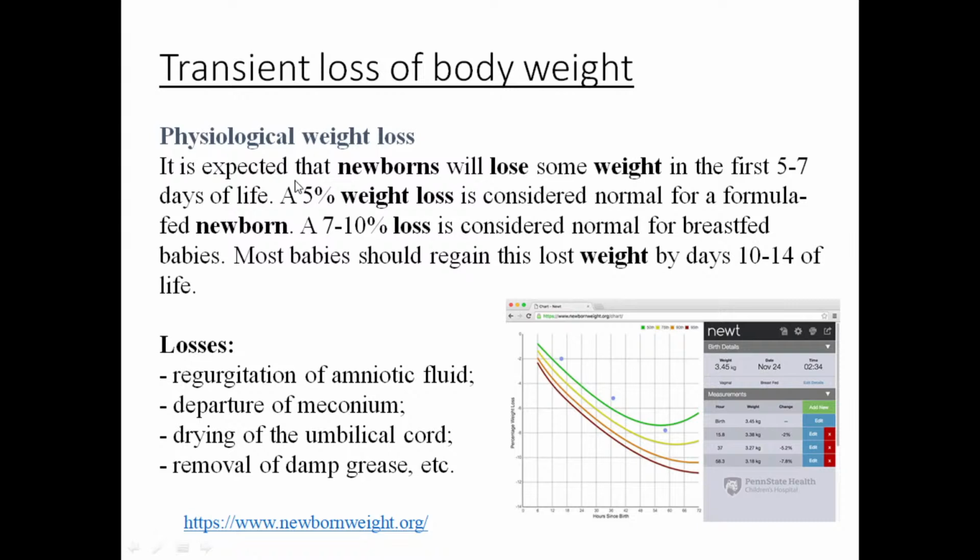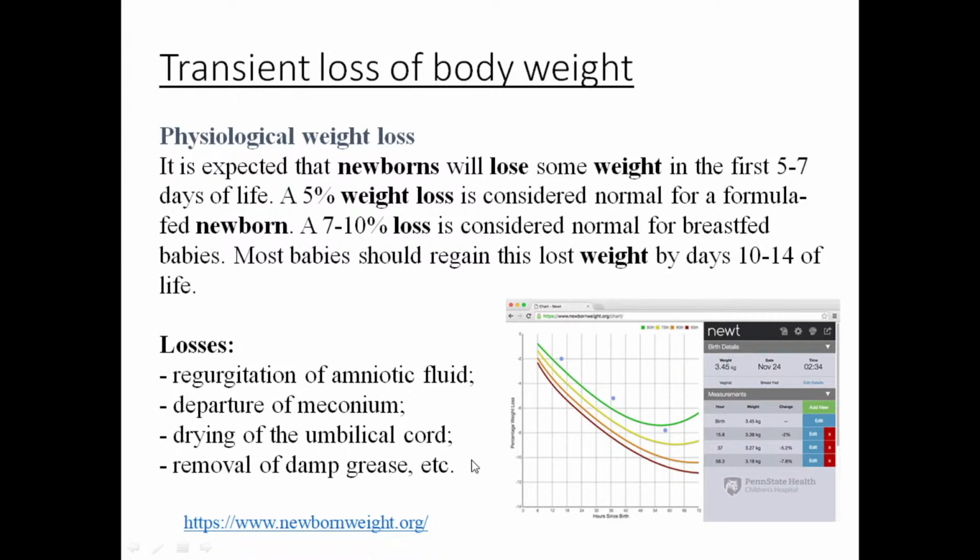Physiological weight loss is expected: newborns will lose some weight in the first 5-7 days of life. A 5% weight loss is considered normal for a formula-fed newborn, and 7-10% loss is considered normal for breastfed babies. Most babies should regain this lost weight by days 10-13 of life. What is the reason? Regurgitation of amniotic fluid, departure of meconium, drying of the umbilical cord, removal of the damp crease.